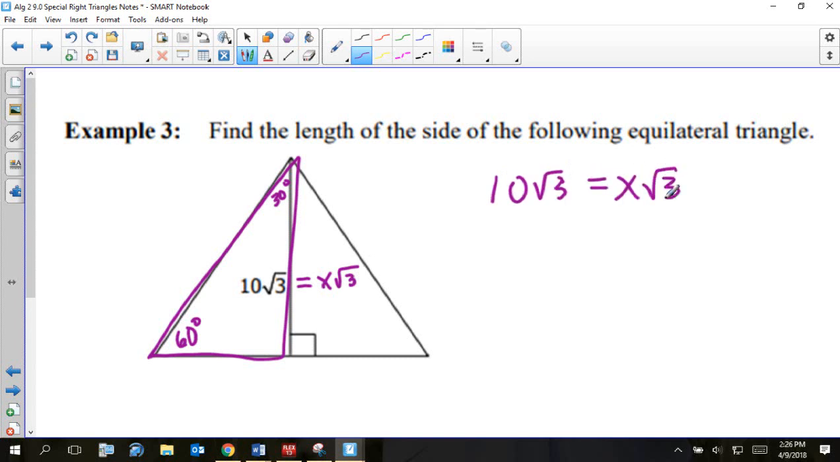So if I have 10 square root 3 is equal to x square root 3, how can I get x by itself? This is an equation. Divide by square root 3. x is being multiplied by square root 3, so we can undo it by dividing by square root 3. That cancels it out.